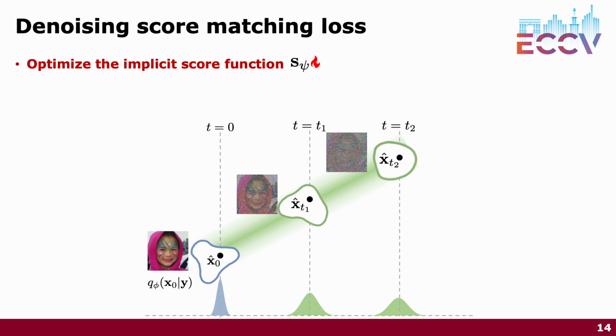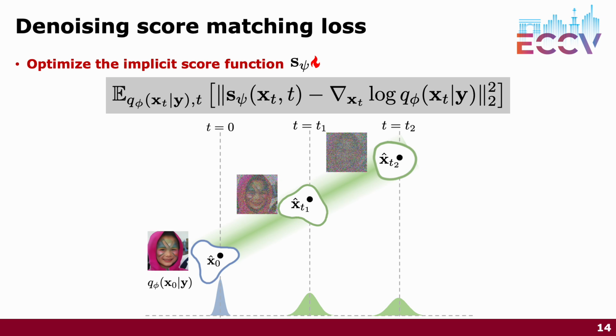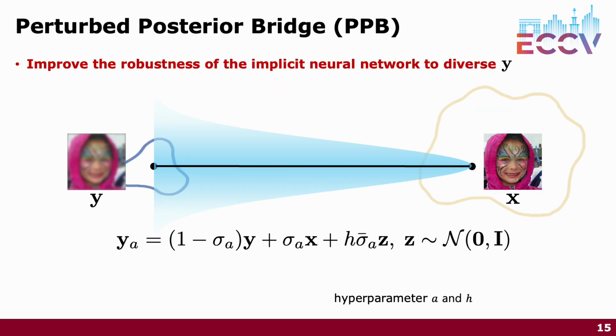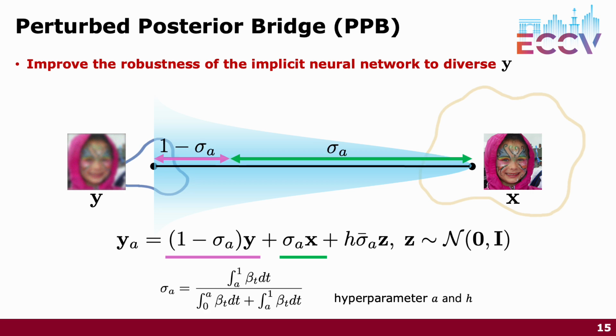We introduce an implicit score function to compute the score at each time step for the implicit posterior sample, training it using the denoising score matching loss. Furthermore, to improve the robustness of implicit neural network to diverse noise measurement y, we introduce the perturbed posterior bridge, or PPB for short. We adjust hyperparameter A along with the diffusion schedule beta t from DDPM to obtain an intermediate set of trajectories between the y and x.